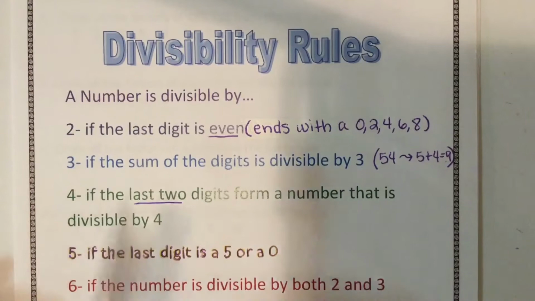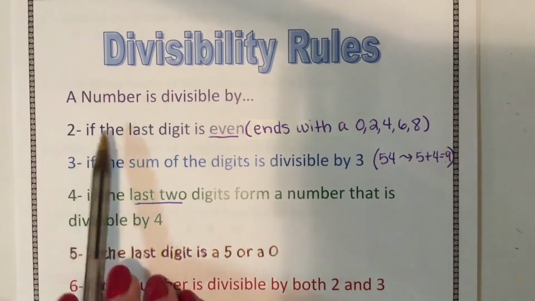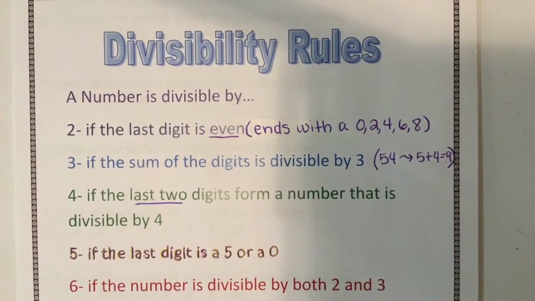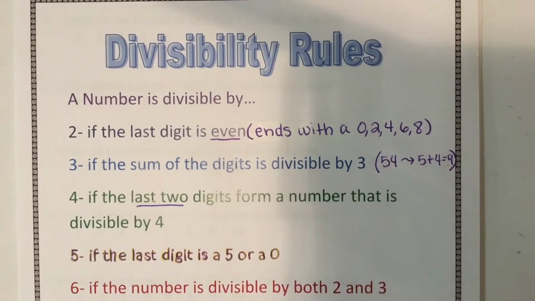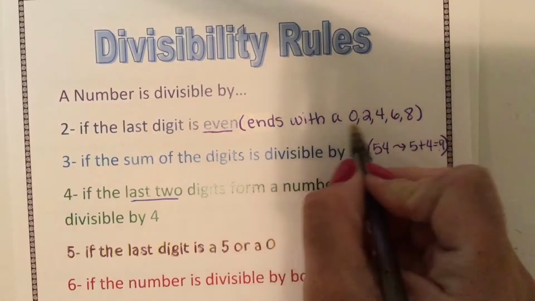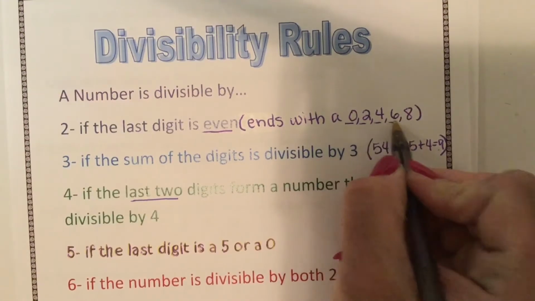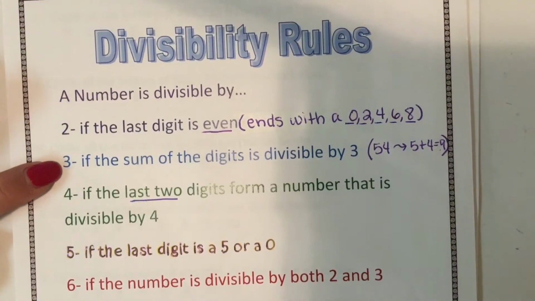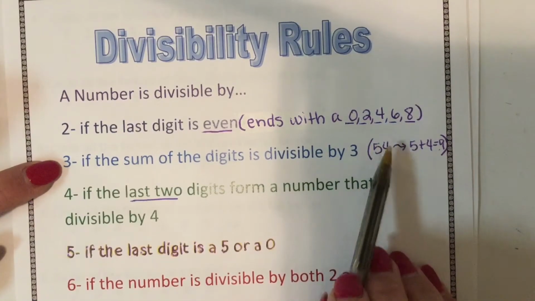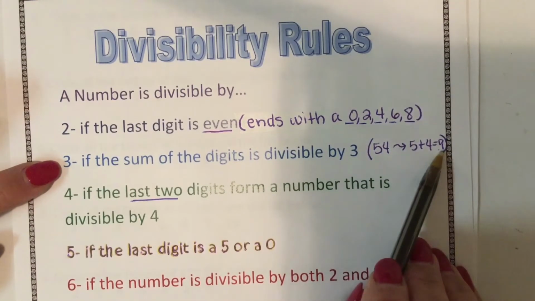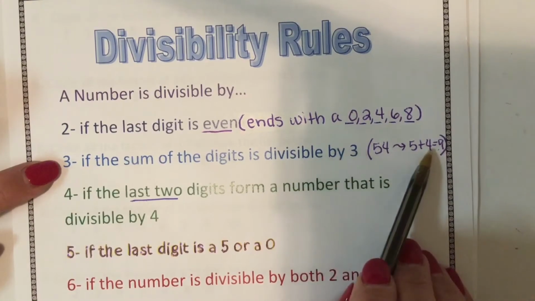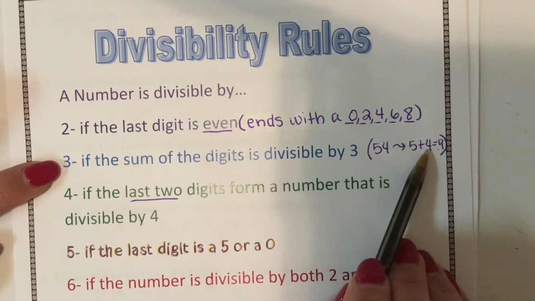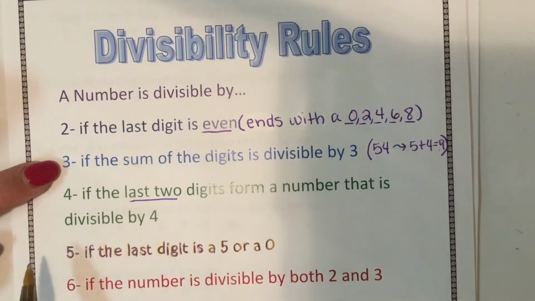So we're going to look at this: a number is divisible by 2 if the last digit is even and ends in a 0, 2, 4, 6, or 8. So any number that ends in a 0, 2, 4, 6, or 8 is going to be divisible by 2. Okay, a number is divisible by 3 if the sum of the digits is divisible by 3. So in other words, the number 54: if you add the 5 and the 4 together, you get 9, and 3 goes into 9 evenly, so 54 would be divisible by 3.